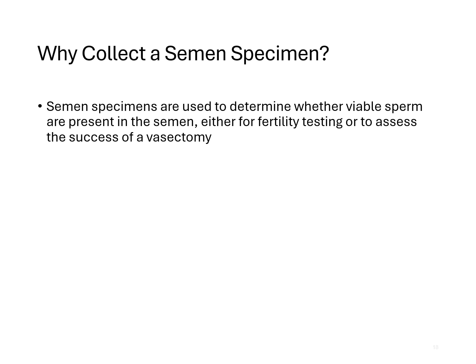Another type of sample that we may get in the laboratory is a semen specimen. Semen specimens can be used to determine if there are viable sperm present in the semen, either for fertility testing or to assess the success of a vasectomy. Semen can also be collected as a forensic specimen from a rape victim, but this is collected with a special kit by trained personnel and handled with a chain of custody. So once again, depending on your facility and what you're doing, you may be a part of that process or you may not.